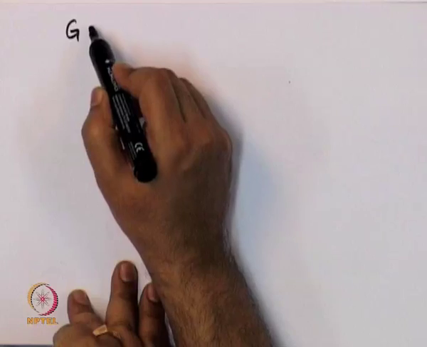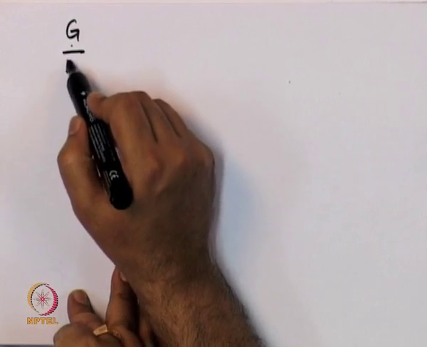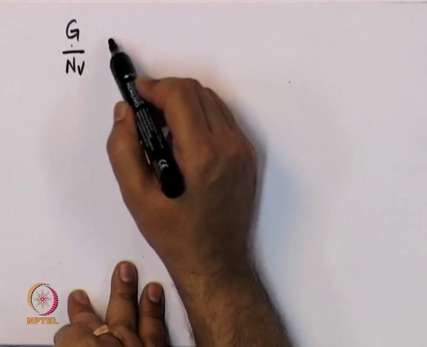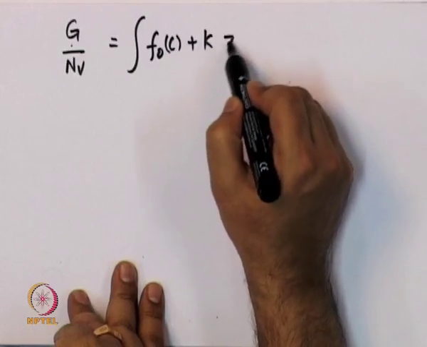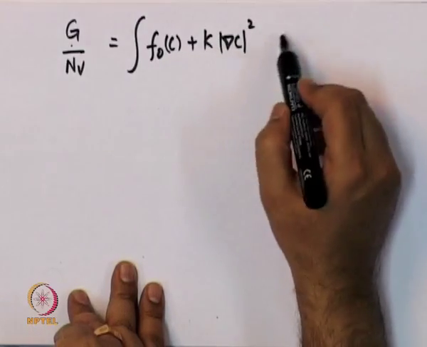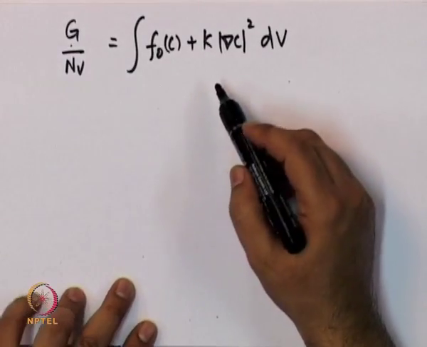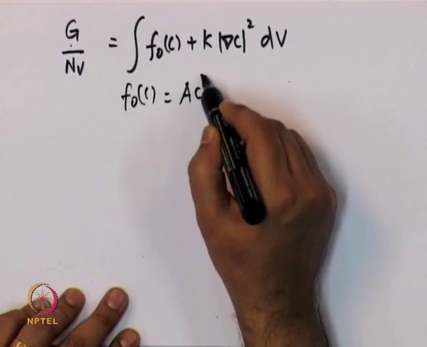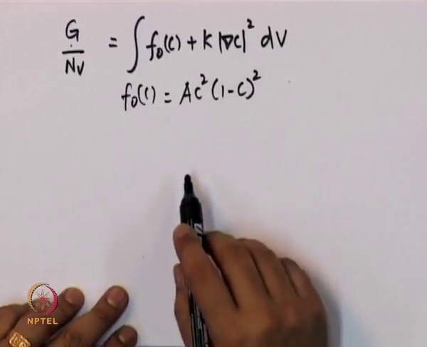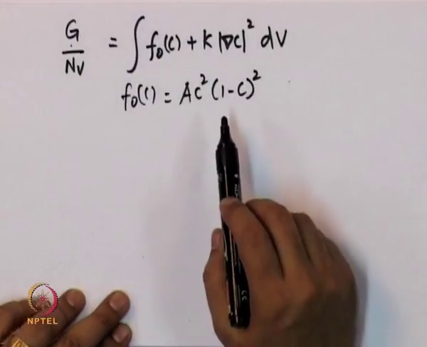The step 3 is to actually write down the phase field equation. So, in step 2, let us write it in a little more detail. G by NV we have chosen to be the integral of F0 of C plus kappa del C squared, dV. This is the simplest that we can think of, where F0 of C is a function like A C squared into 1 minus C whole squared. So, I now have a description of the thermodynamics.